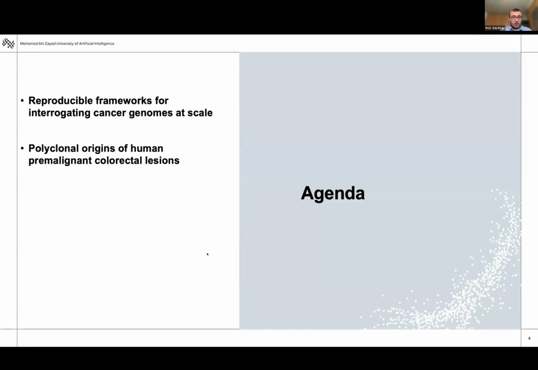So today I will be telling you two vignettes. One is about some of the frameworks that we built at Stanford, which help in processing large genomic initiatives and producing high-level research outputs. The next story I call understanding whether a tumor starts from one cell or multiple. That will be a bit more biology at the end of my talk.